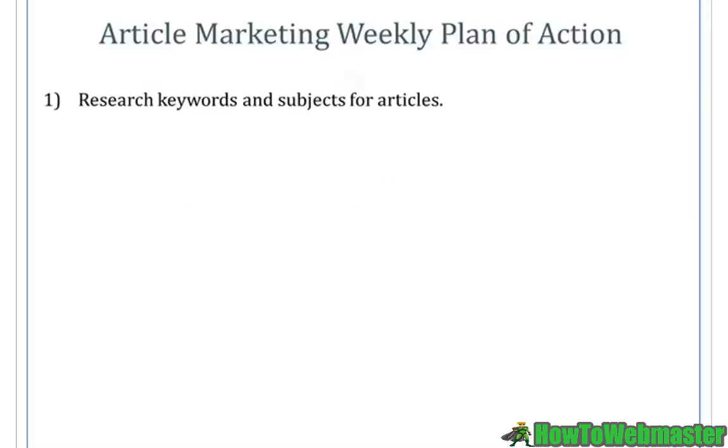Article marketing weekly plan of action. Here's just kind of a quick plan of action that you can do to start your article marketing that'll get you some pretty good results. First, research your keywords and subjects for your articles. Make a list of 10 to 25 articles.